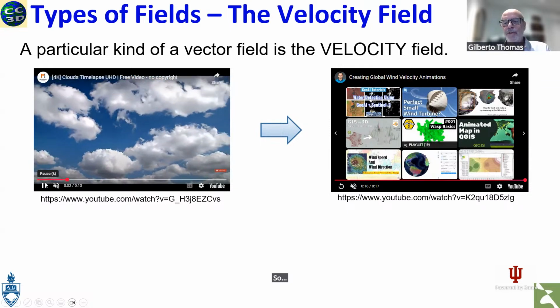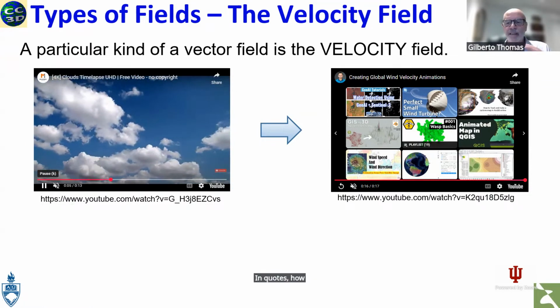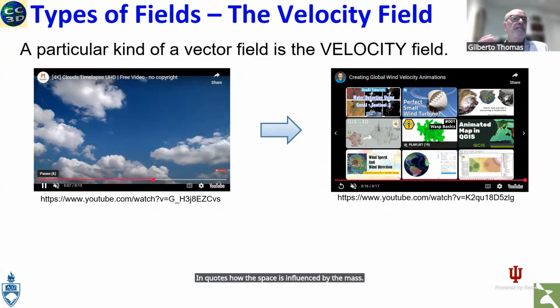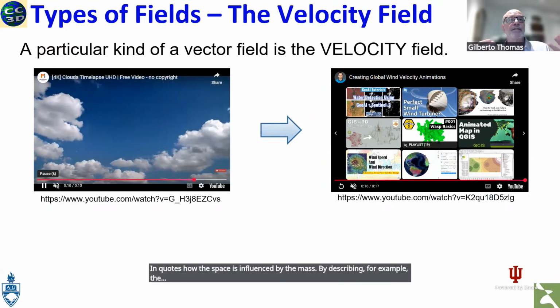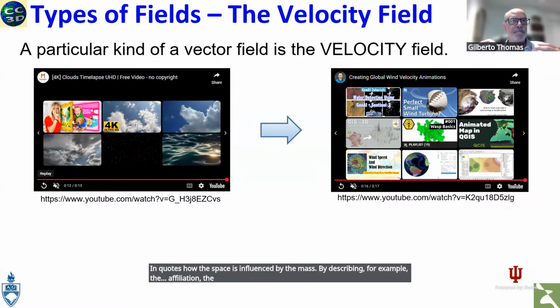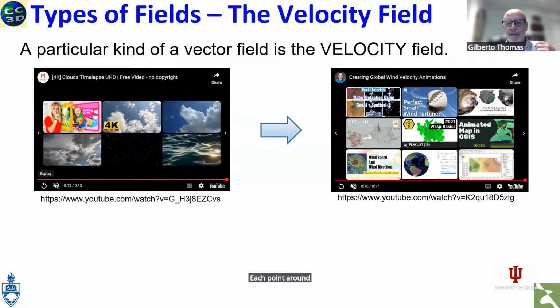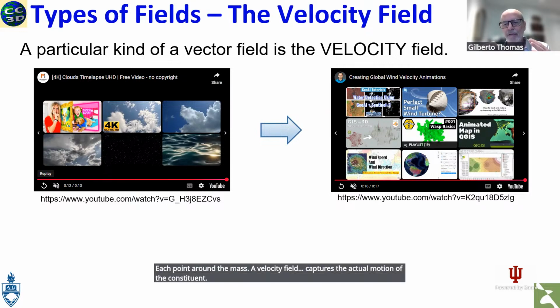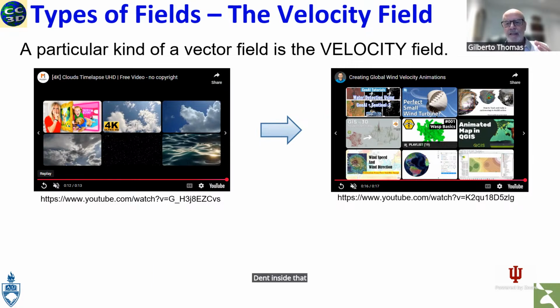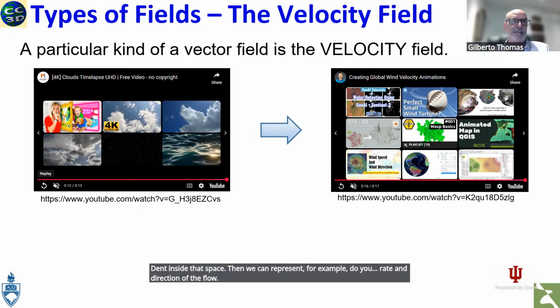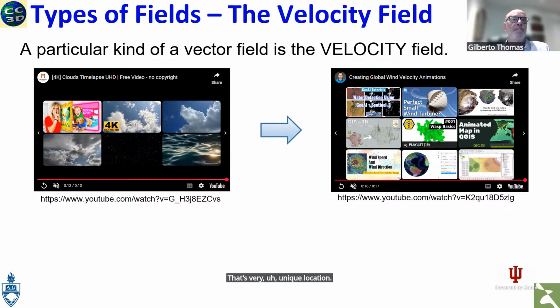So while the gravitational field encodes how the space is influenced by the mass, by describing, for example, the gravity acceleration at each point around the mass, a velocity field captures the actual motion of the constituents inside that space. Then we can represent, for example, the rate and direction of the flow at every unique location. It's a vector in motion, if you want to say that.